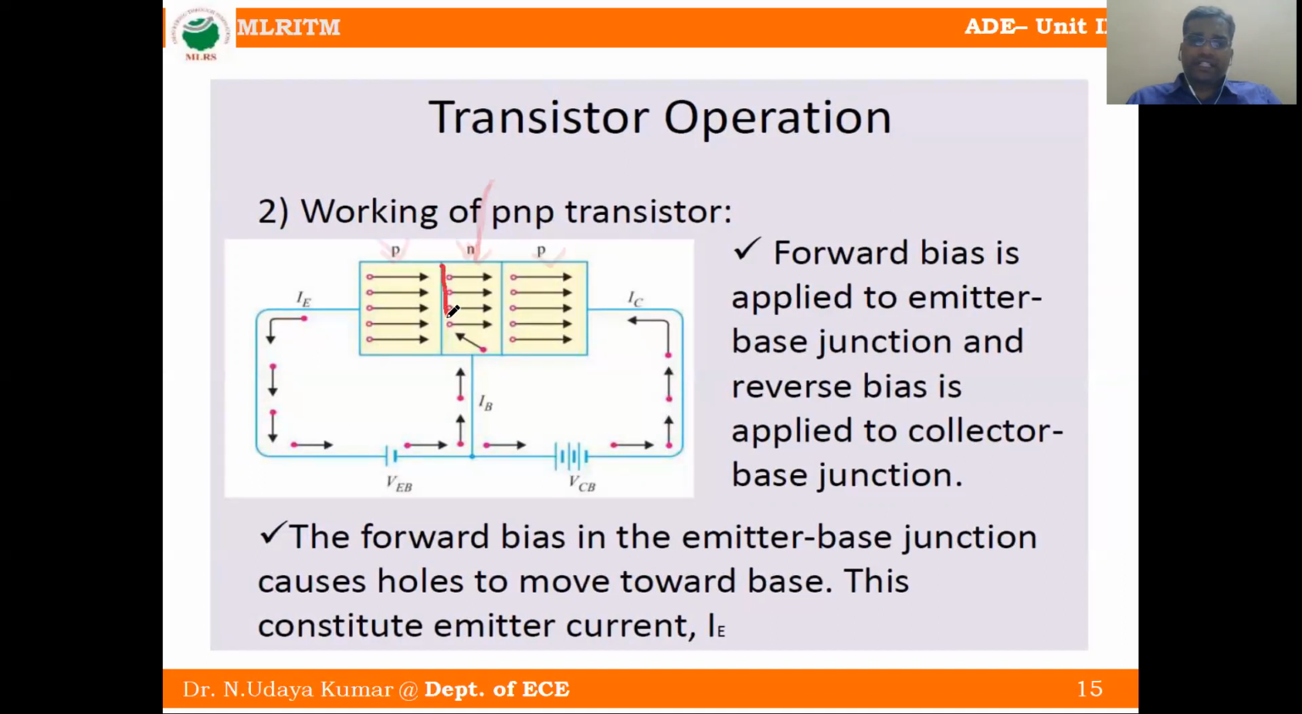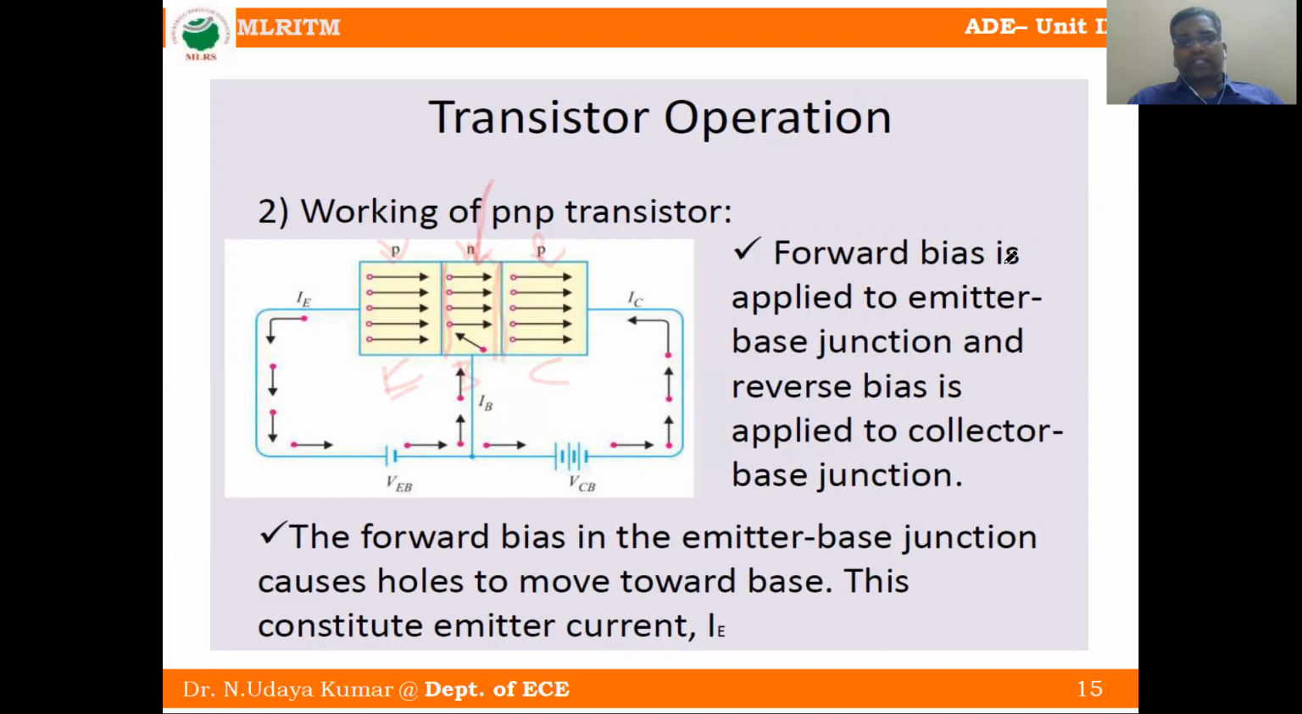In between, there is a junction. Similarly, N-type material and P-type material are different, so in between there is a junction. So here two junctions. This junction we call the emitter base junction. We know that the first part is emitter, this one is base, this one is collector. So this first junction we call the emitter base junction or base emitter junction. This junction we call the base collector junction or collector base junction.